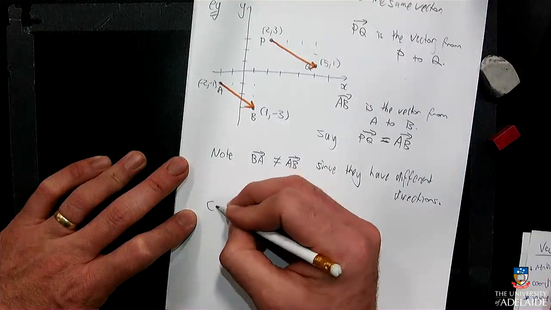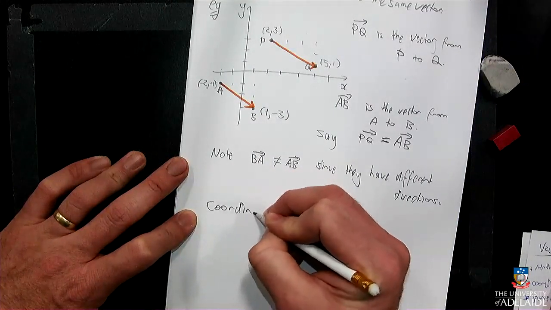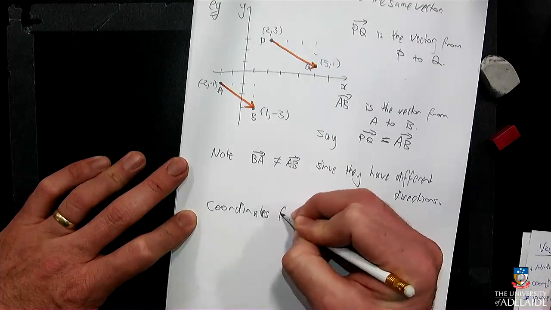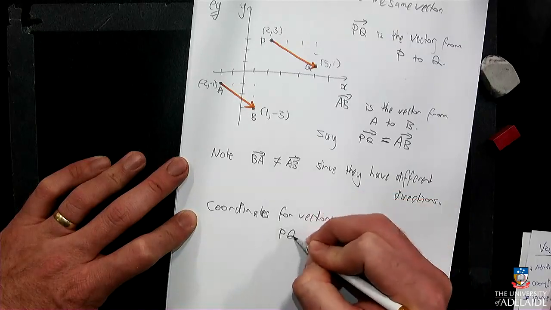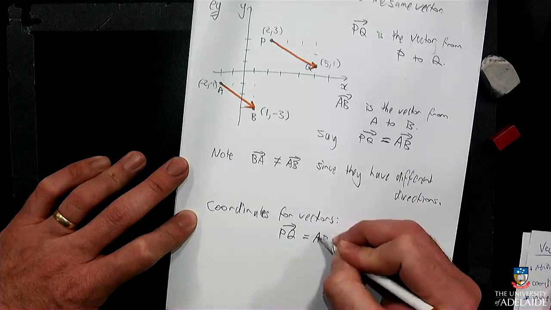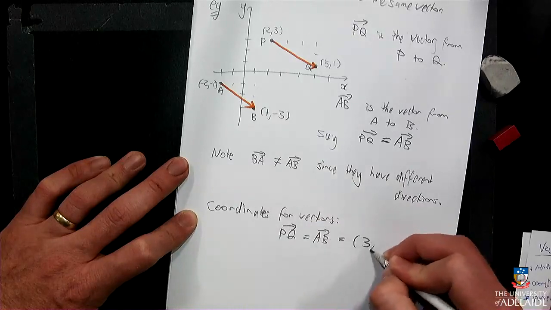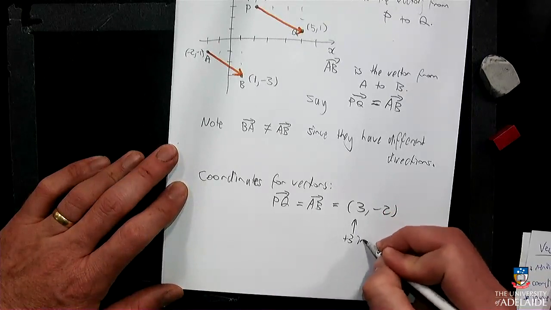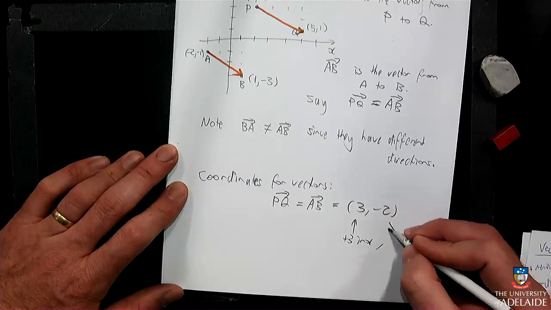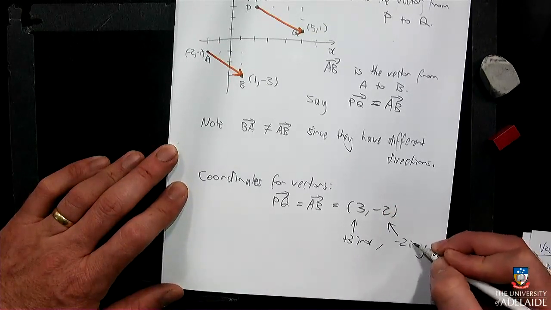So we can have coordinates for vectors. So PQ is the same as AB, which is the same as 3, minus 2. So plus 3 in the x and minus 2 in the y. That's what we're thinking.